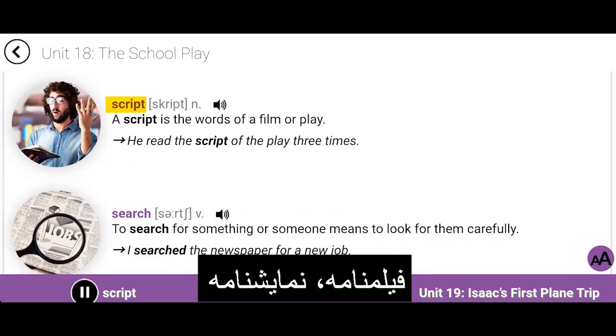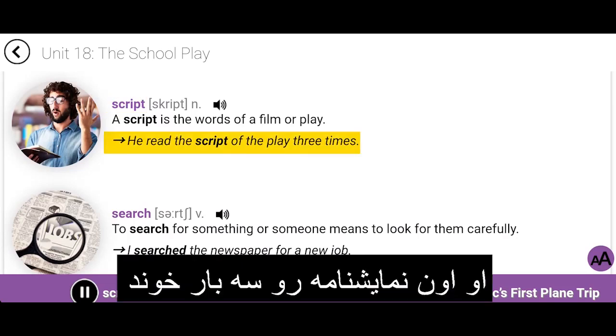Script. A script is the words of a film or play. He read the script of the play 3 times.